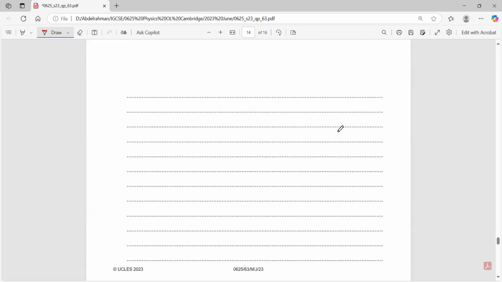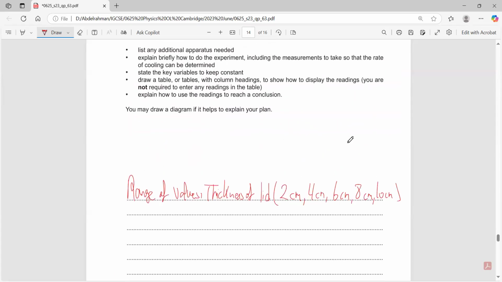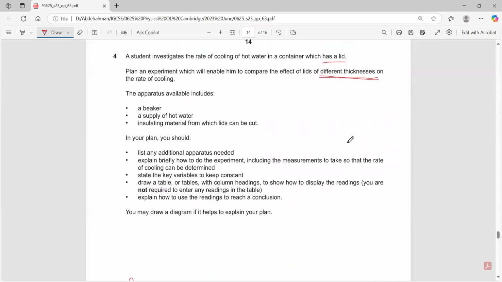So I can start off by writing down the range of values, which is the thickness of the lid. And I need to state several values for this thickness. You can say 2 centimeters, 4 centimeters, 6, 8, and 10 centimeters. 5 values at least, 5 different values. Now you have apparatus: beaker, supply of hot water, insulating material. Basically, you don't have enough apparatus.